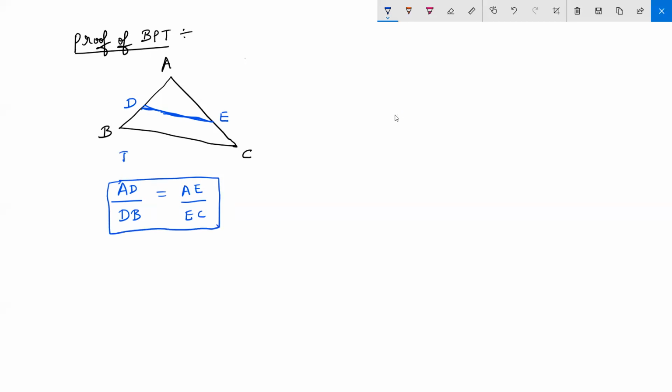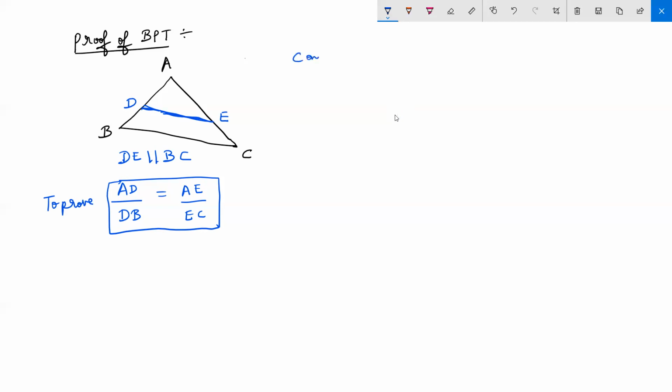And before that, you have to write down that DE is a line segment which is drawn parallel to BC. And if this DE intersects the remaining two sides of the triangle, that means AB and AC, then these two sides are divided in the proportion. Is it clear? So this is the statement and you have to prove this. Clear? So here some construction is there.